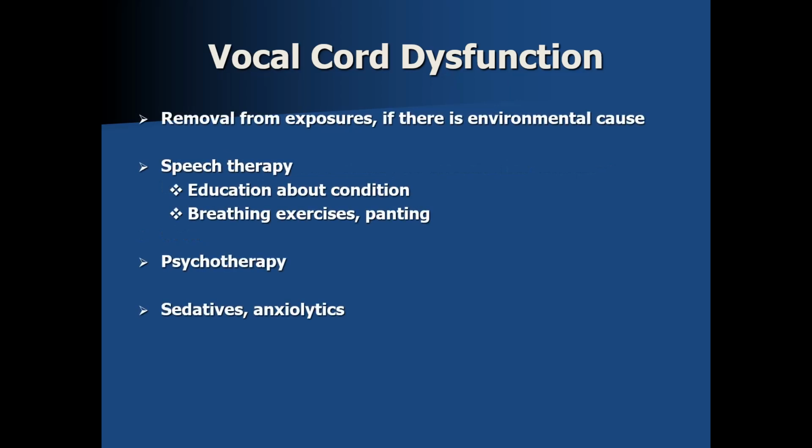For other patients, CPAP may be effective. Additional strategies to manage patients with vocal cord dysfunction may involve removing them from whatever exposures if there's an environmental cause, that is, quit their jobs. Speech therapy can be helpful by educating the patient about their condition, but speech therapists can also teach the patients various breathing exercises, including panting. For some patients, psychotherapy may be necessary, and also in conjunction with the psychotherapy, medications such as sedatives, anxiolytics, other recreational drugs.